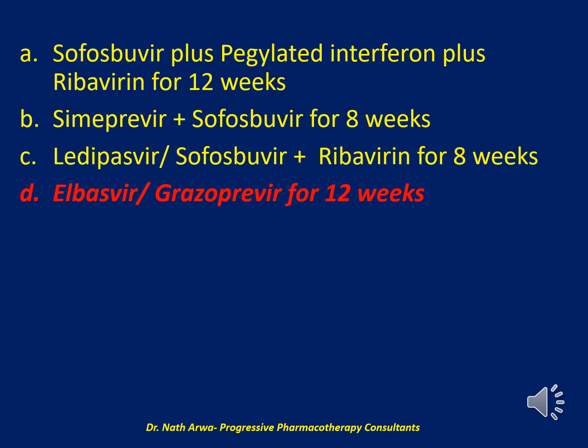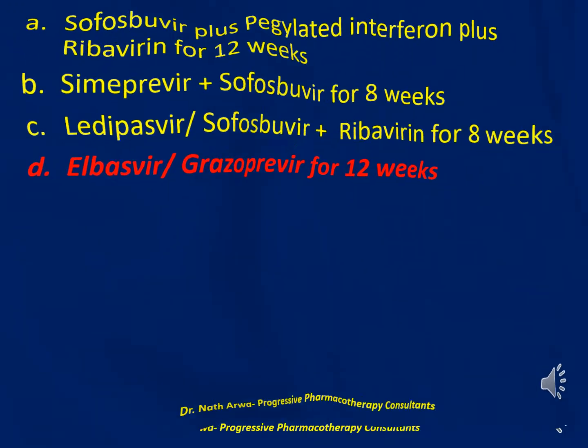Simeprevir plus sofosbuvir is an alternative regimen for genotype 1B, but the treatment duration should be extended to 24 weeks. That makes answer B incorrect. Answer A is incorrect because pegylated interferon regimens are no longer recommended for HCV infections, given their serious adverse effects and lower efficacy compared with DAA regimens. For treatment-naive, genotype 1A/1B patients with compensated cirrhosis, the treatment duration for all recommended regimens is 12 weeks. Please advance to the next question.